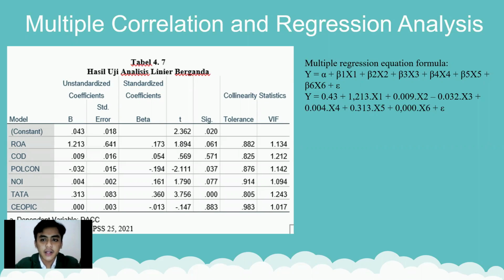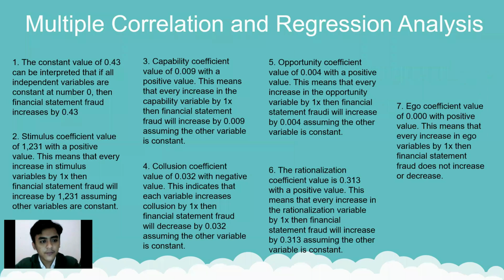Next is multiple correlation and regression analysis. This is the multiple regression equation formula. And this is the explanation. 1. The constant value of 0.43 can be interpreted that if all independent variables are constant at 0, then financial statement fraud increases by 0.43. 2. The stimulus coefficient value of 1.231 with a positive value means that every increase in the stimulus variable by 1 multiplied by 1, then financial statement fraud will increase by 1.231, assuming other variables are constant.